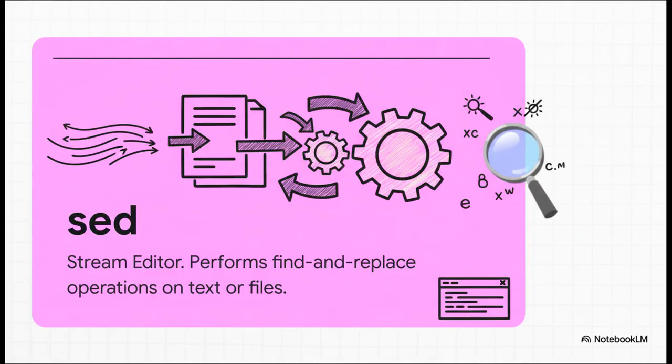So if grep is for finding things, sed is for finding and changing things. It's basically the find and replace tool you already know, but on steroids. It's built to make automated edits across huge files, right from the command line. Let me just show you.